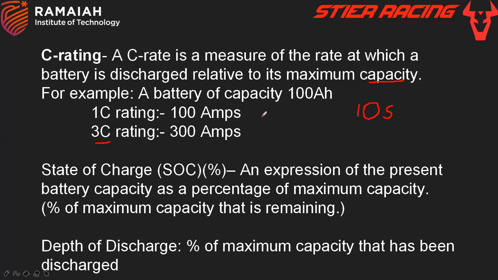So this is the maximum current I can draw from the battery. That is given by our C rating and our capacity. If a battery has a 2C rating, then it will give me a maximum of 200 amperes. 200 amperes of current can be drawn only for a limited amount of time, for 10 seconds. This cannot be used continuously.